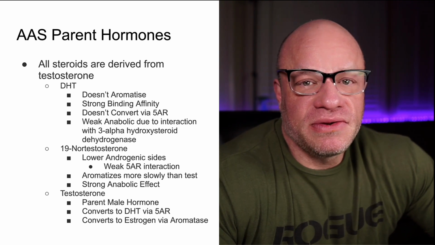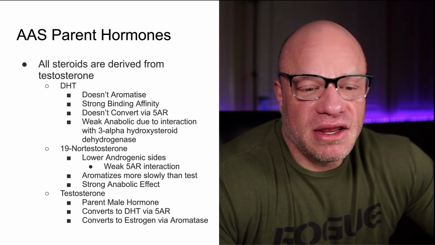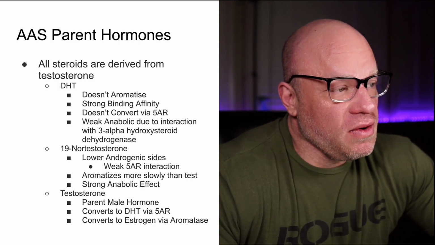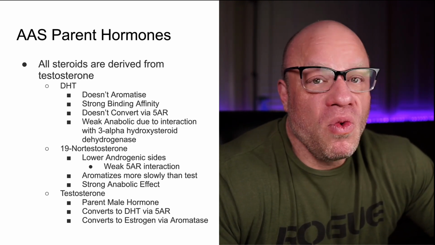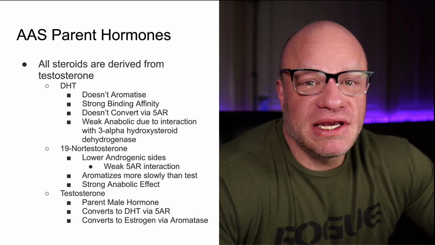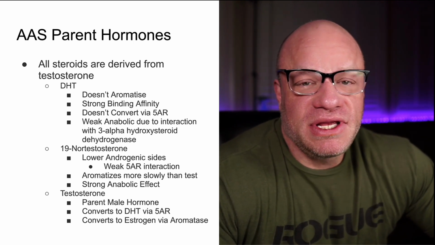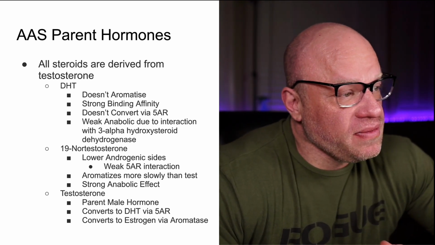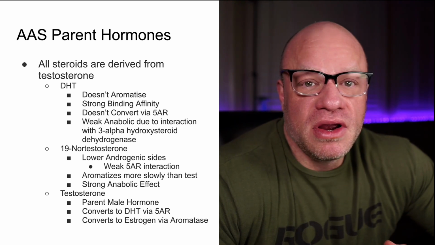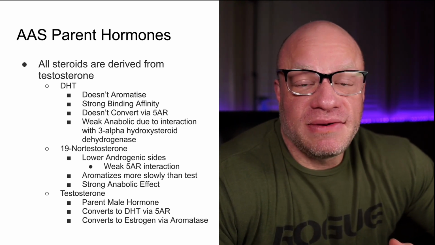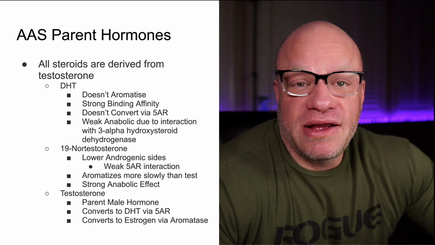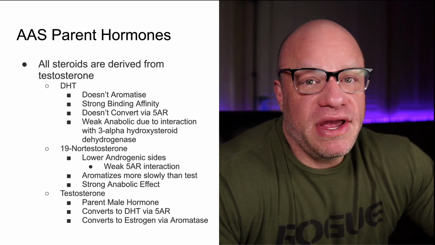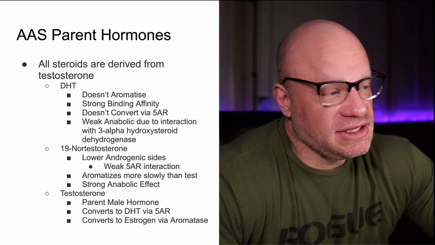19-nor testosterones have the carbon molecule altered at the 19th position. They have lower androgenic side effects. They have weak 5-alpha reductase interaction, so they typically don't convert very heavily via 5-alpha reductase. They aromatize more slowly than testosterone. Some of them not at all, like trenbolone, for example. And they have very strong anabolic effects.